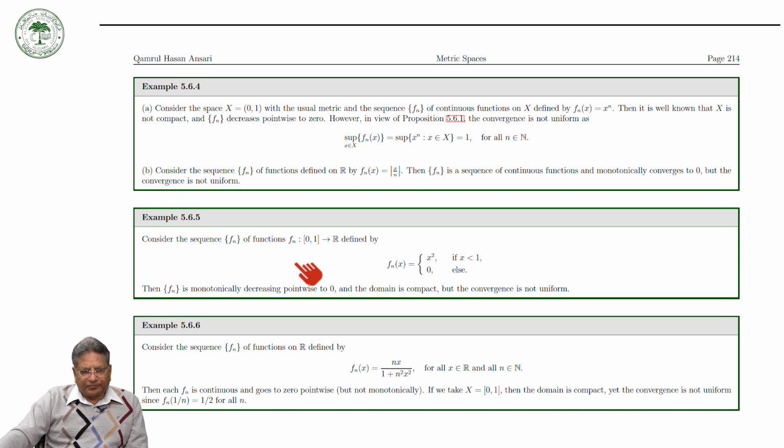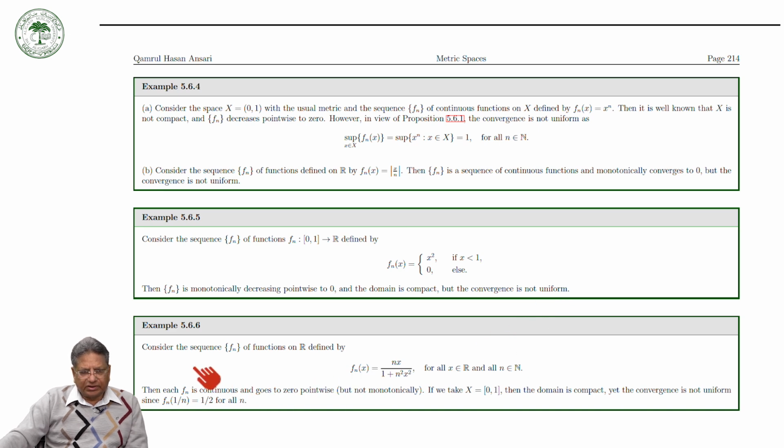In the next example, we are considering that Fn is a sequence of functions defined in this way, that Fn(x) is equal to x square if x is less than 1 and it is equal to 0 else. Then Fn is monotonically decreasing pointwise to 0, and the domain is compact, but the convergence is not uniform.